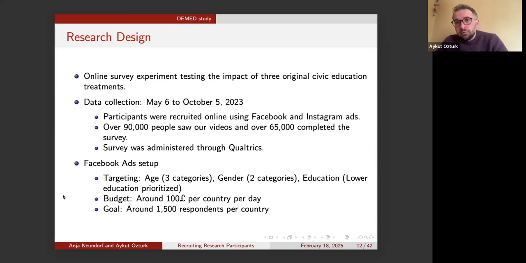Still, though, our samples were biased towards people with higher levels of education than the population average. Our budget was usually around £100 per country per day, and our goal was 1,500 respondents per country.